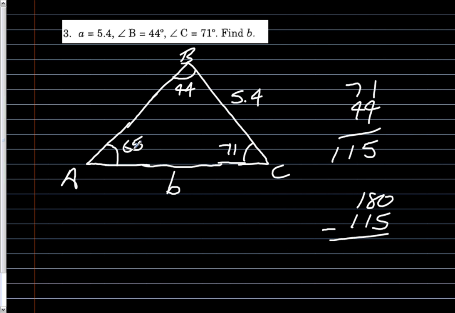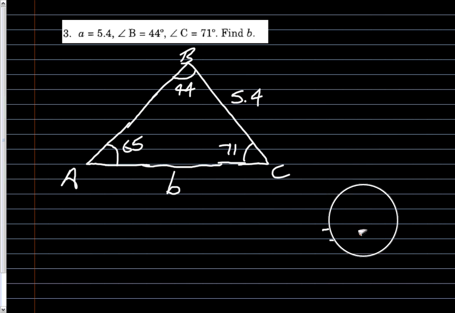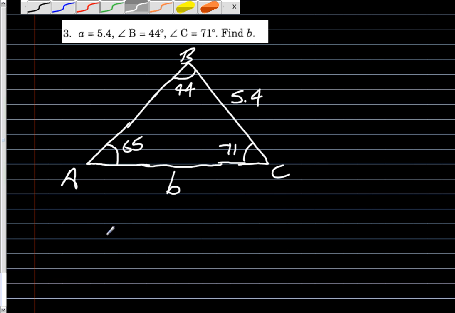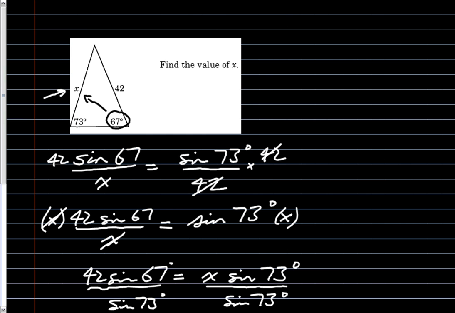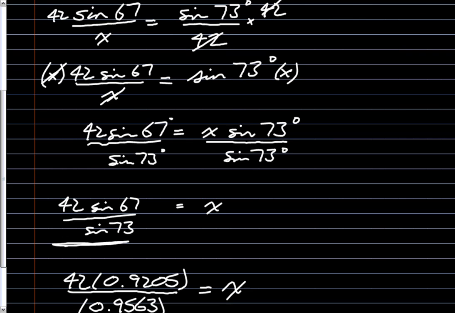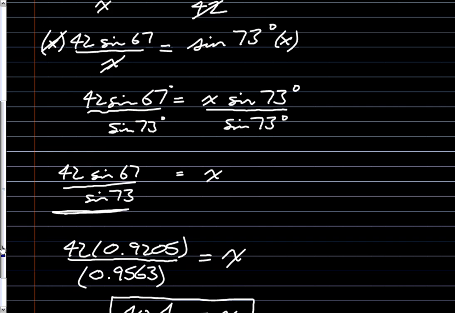Now I'm ready to do my sine law. Sometimes there's a little bit of geometry involved with these first. So, the sine of 44 over b is going to equal the sine of 65 over 5.4. That's how you set up the sine law for a triangle that's either defined for you like this, or if it's drawn out for you like that. You can replay this part to see the solution. Solving for the side is always a little tricky.